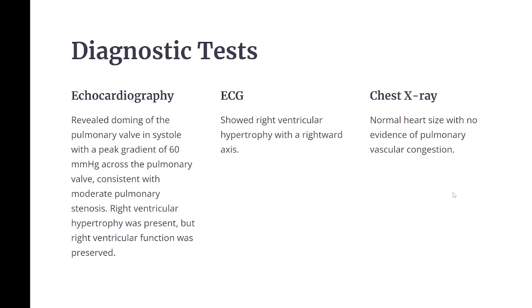Diagnostic tests: echocardiography revealed doming of the pulmonary valve in systole with a peak gradient of 60 mmHg across the pulmonary valve, consistent with moderate pulmonary stenosis. Right ventricular hypertrophy was present, but right ventricular function was preserved. ECG showed right ventricular hypertrophy with a rightward axis. Chest X-ray: normal heart size with no evidence of pulmonary vascular congestion.